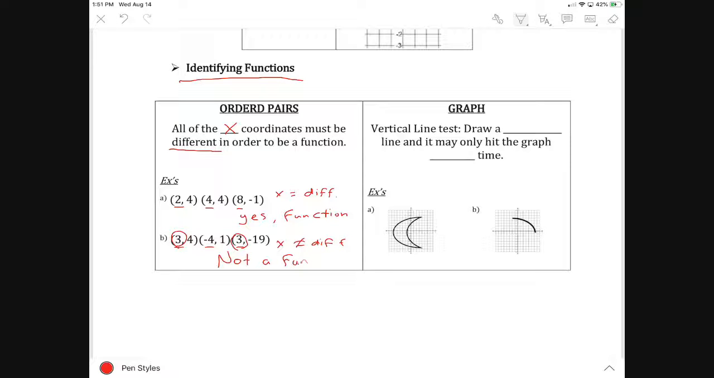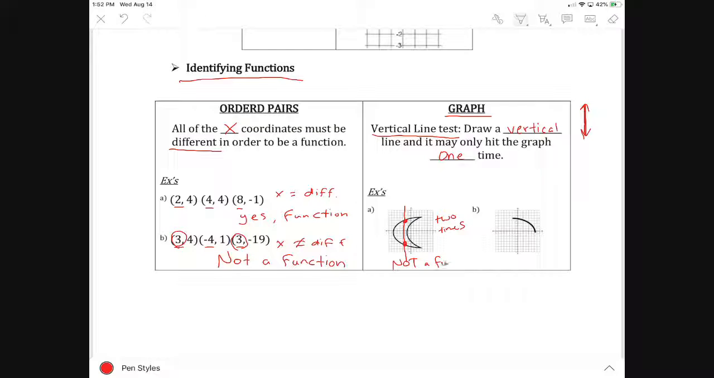So we're going to do the same thing by identifying a function using the graph. We've already talked about this one a little bit, the vertical line test. If we were to draw a vertical line, it may only hit the graph one time. So we showed it above, but we're going to show two examples. Remember, vertical means up and down, and it may only hit the graph one time. So our example A, we've got our little moon here. If I was to draw a line right down the center of that moon, it hits it once and then twice. That means our first example can't be a function because it hits the graph 2 times.